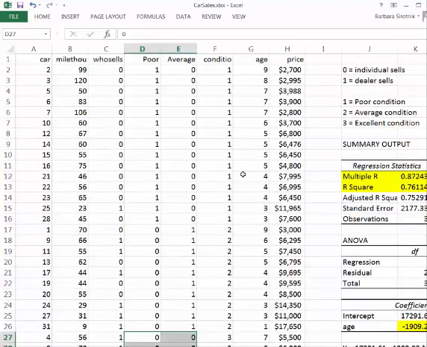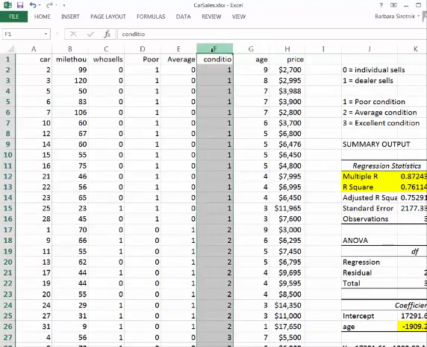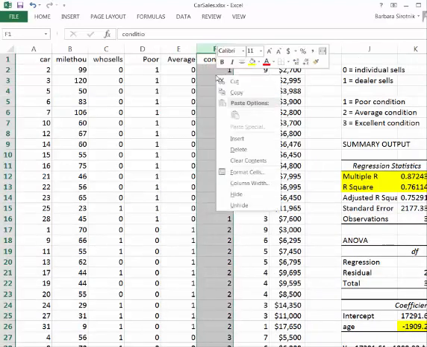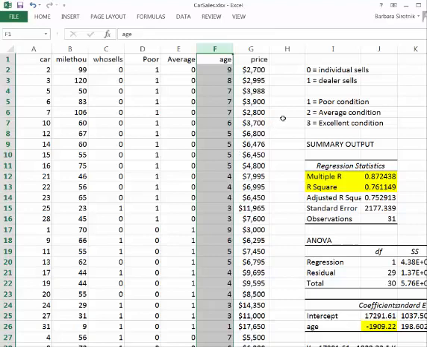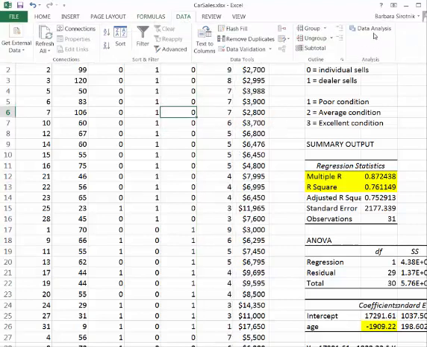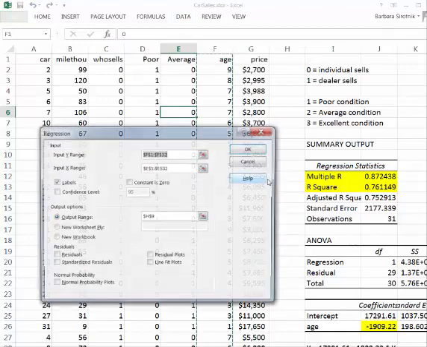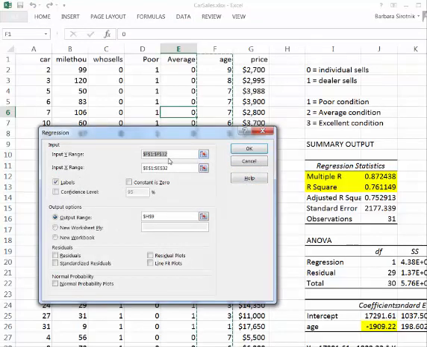And now that I've created all of those, what I'll do is simply delete condition. I don't need that variable any longer. Okay, let's get back into our regression procedure. Data, data analysis, and regression. My input Y range is no longer my F column. Rather, now it's my G column, so I'm going to put in G1 up to G32. My input X range is everything from the B through F column, so I will put in B1 through F32.